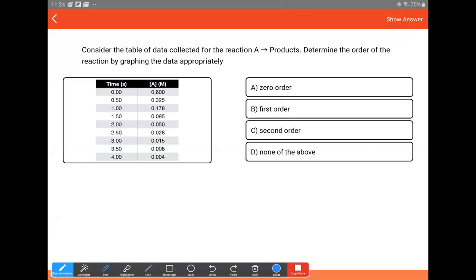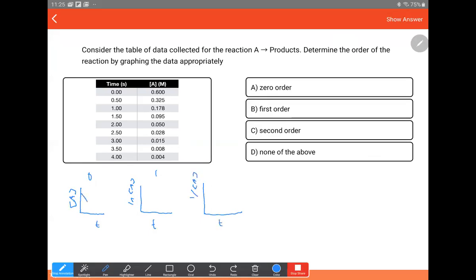Okay, for this type of question, we have to do some graphing. And we have to think about what are the three options to get a linear curve, because we like that linear setup. The three options we looked at in class were zero order, which is the concentration of A versus time. First order, which is natural log of A versus time. And second order, which is 1 divided by A over time.